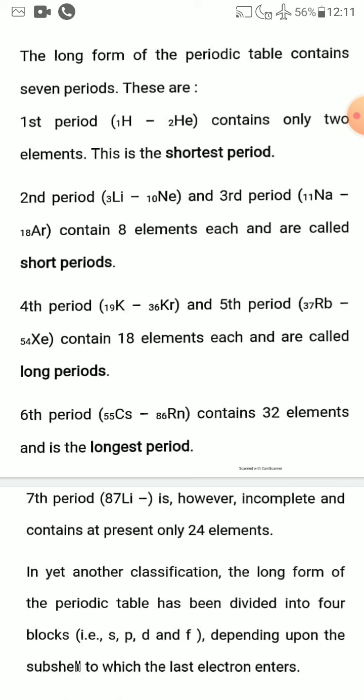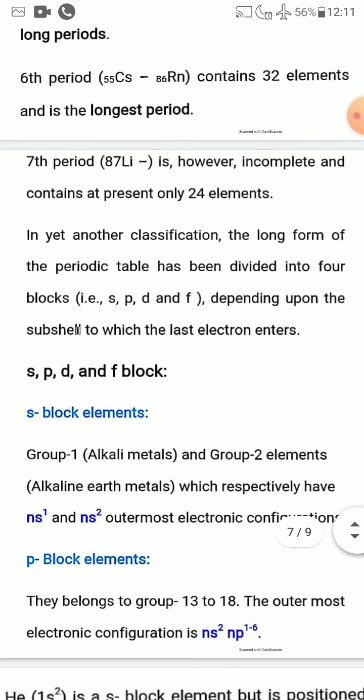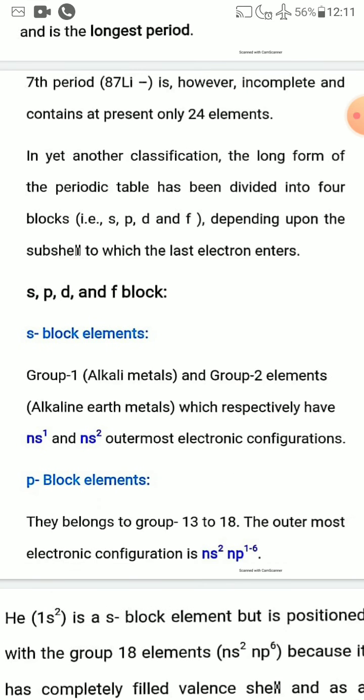The sixth period contains 32 elements, from cesium 55 to radon 86, and is the longest period. The seventh period is however incomplete and contains at present only 24 elements. But in some books, the names and symbols of newly discovered elements are also given. Okay, you can check.